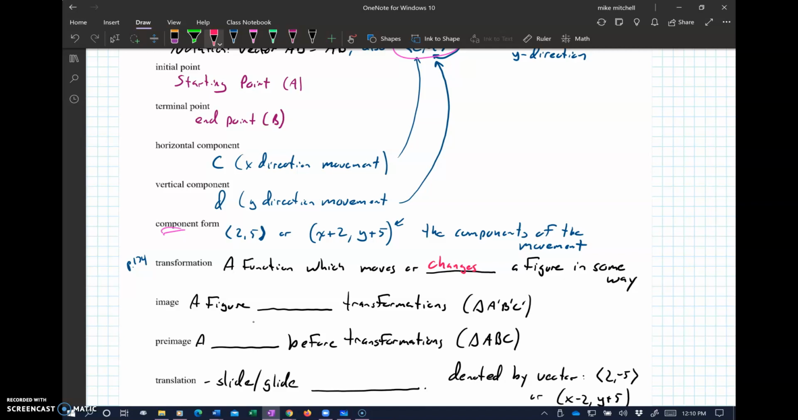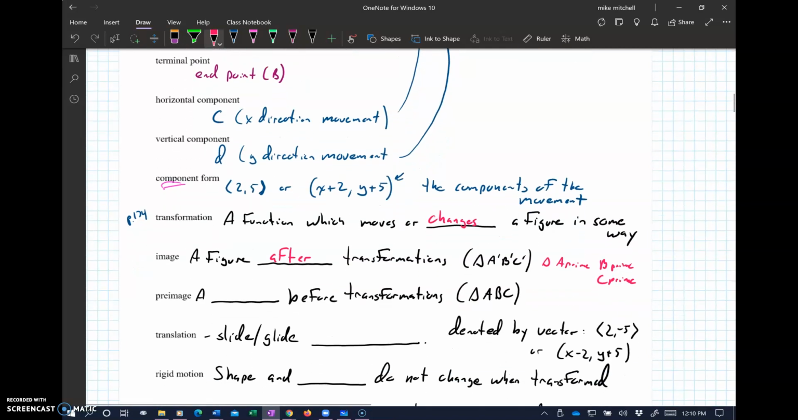Next one, image. A figure, this one is after the transformations. Notice we have this over here. This is red, triangle A prime, B prime, C prime. Those apostrophes are called primes here. The pre-image is a figure before the transformations. Notice how you could use those two questions to help answer each other. And that's just triangle ABC.